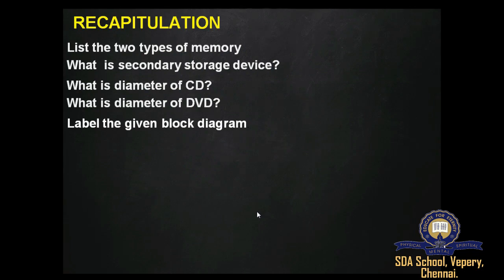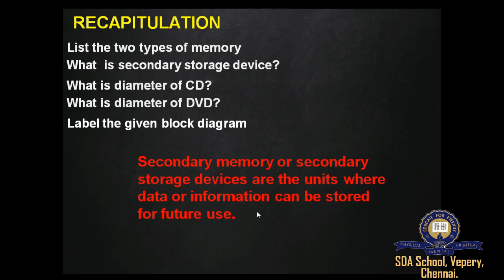Now, that's all for today's session. We are going into the recapitulation mode. The first question is: list the two types of memory. What are the two types of memory? Yes, it is the primary memory and secondary memory. The second question is: what is the secondary storage device? Yes, secondary memory or secondary storage devices are the units where data or information can be stored for future use. Very good.